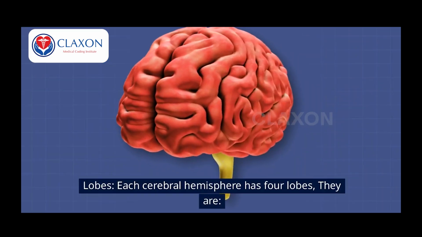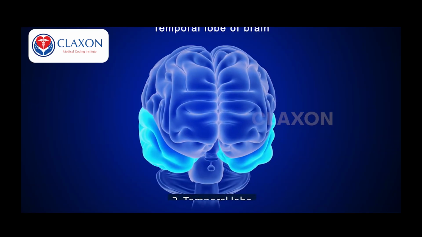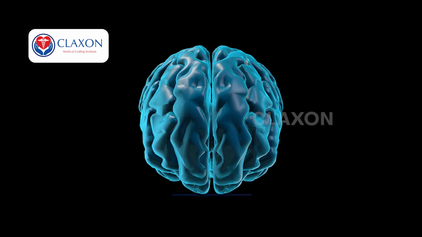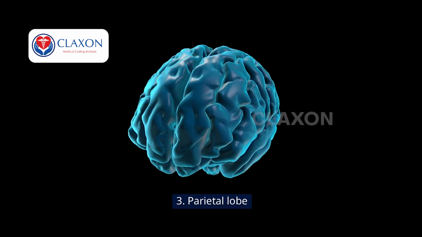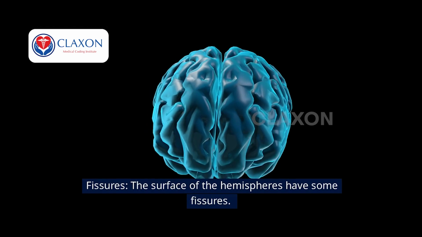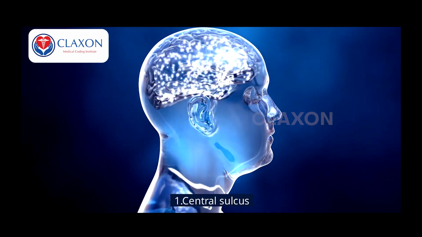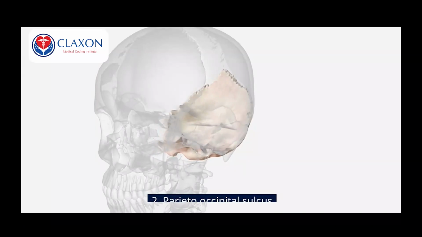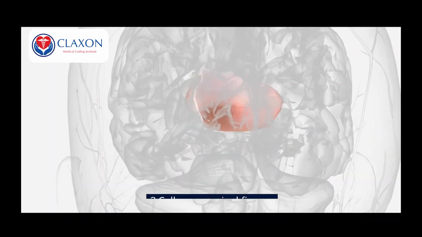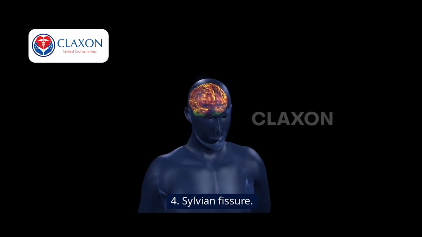Lobes: each cerebral hemisphere has 4 lobes. They are: 1. Frontal lobe, 2. Temporal lobe, 3. Parietal lobe, 4. Occipital lobe. Fissures: the surface of the hemispheres has some fissures. The 4 important fissures are: 1. Central sulcus, 2. Parieto-occipital sulcus, 3. Callosomarginal fissure, 4. Sylvian fissure.